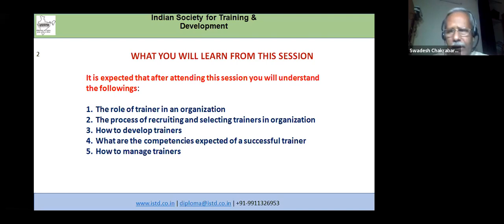And the fifth, next thing you learn is how to manage the trainers. Managing the trainers is also an important aspect because managing means how to deal with them, what environment should we create for them, what will be motivating them, what will demotivate them. So overall, the management of the trainer, that also you will learn from this session.